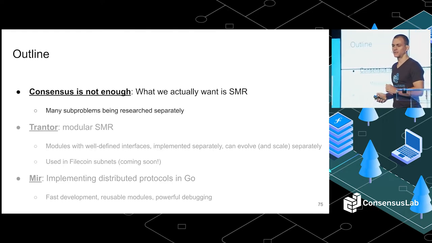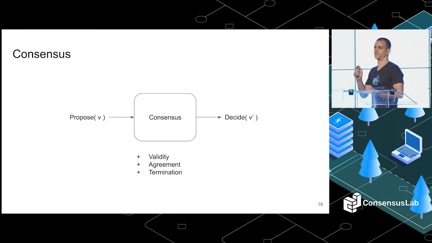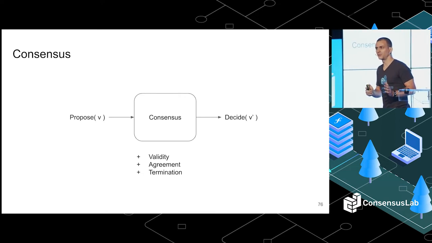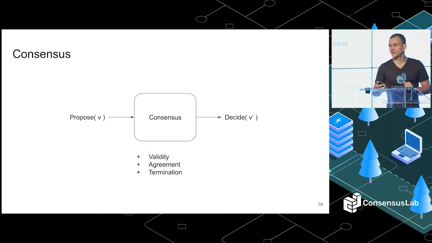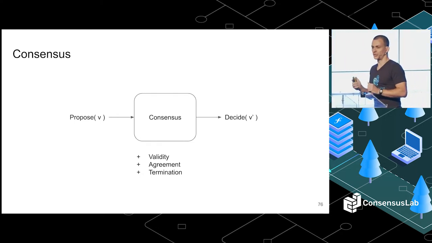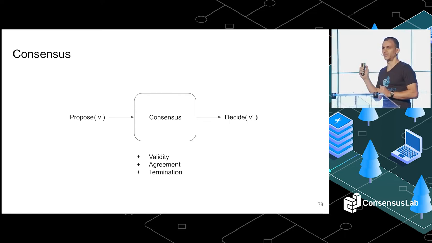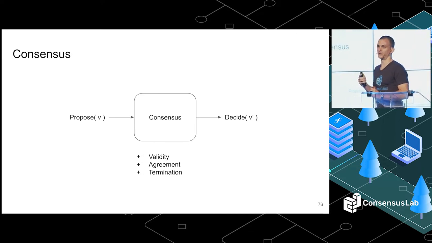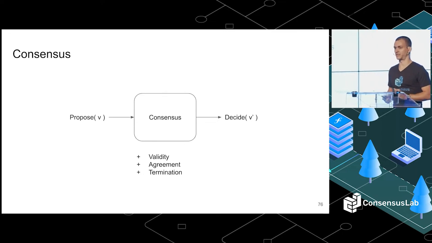All right, so let's look at why consensus is not enough. So what is consensus first? Very quick recap. Consensus is a problem, the solution to which takes a value and outputs a value. And the nice property of consensus is that if multiple nodes use the solution to this problem, then basically everybody will eventually agree on some value that is not completely arbitrary. So this is what consensus is.